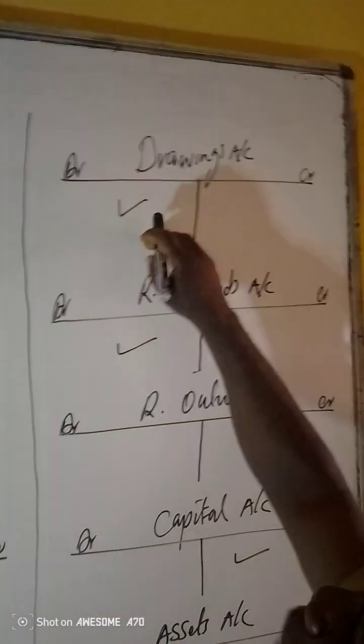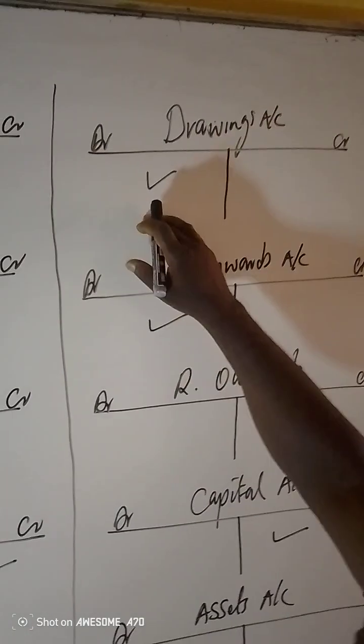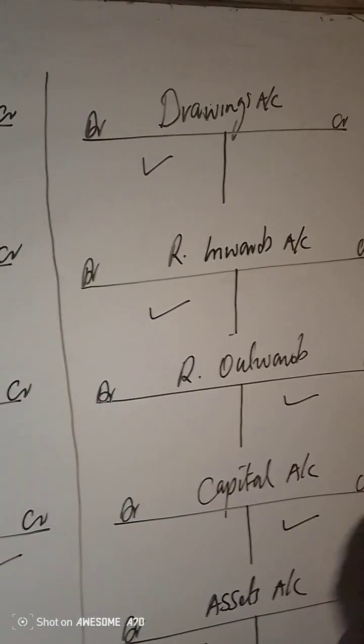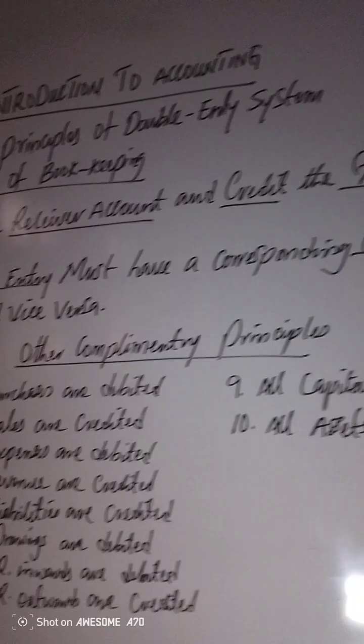If the heading is drawings in the ledger as you are recording your transaction, mind you, it must be posted in the debit side. If you post it in the credit side, the transaction will be wrong. Then I already explained returns inward. We now go to returns outward.